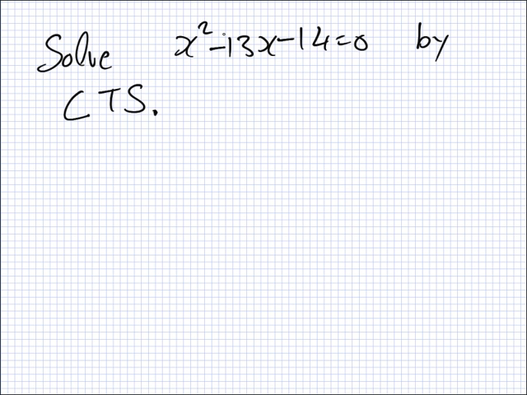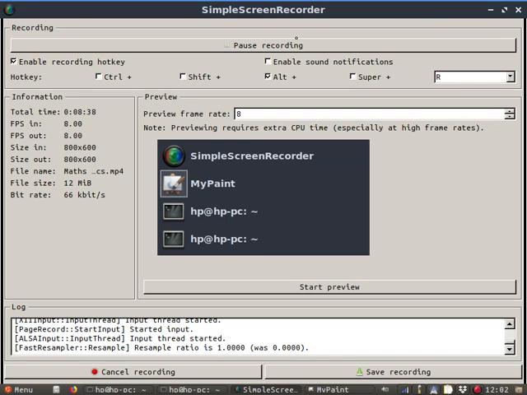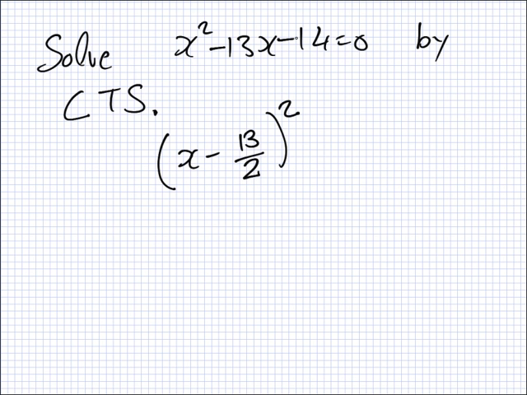So, complete the square. What would you have here? X minus 13 over 2, squared. And then at the back, I'll have, let me calculate, oh, I don't have my calculator. Minus 14 minus 169 over 4. What's that, please?